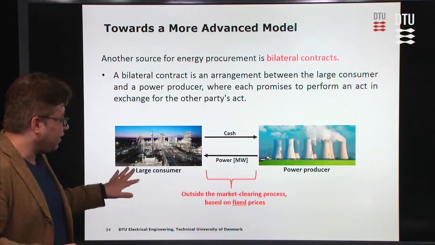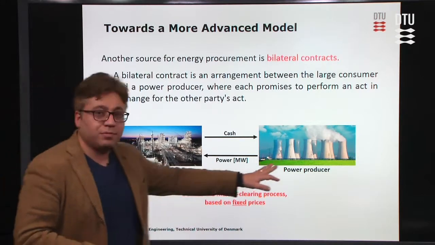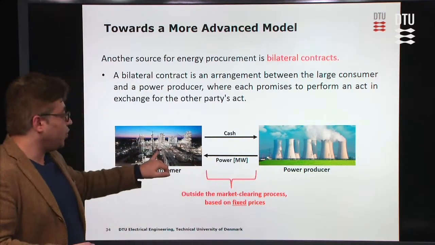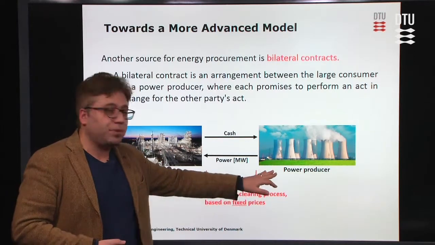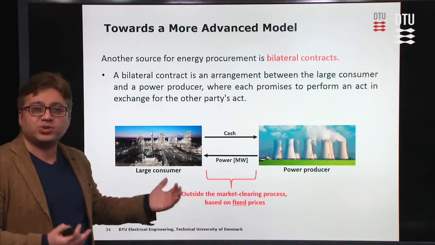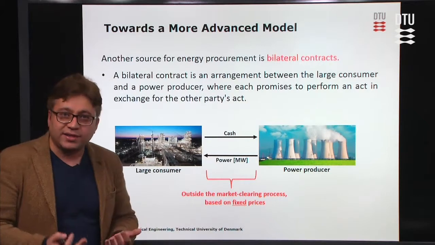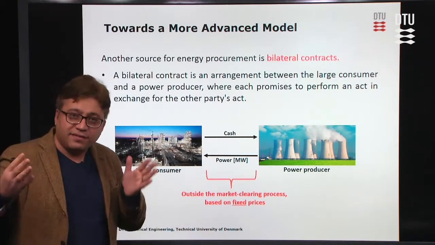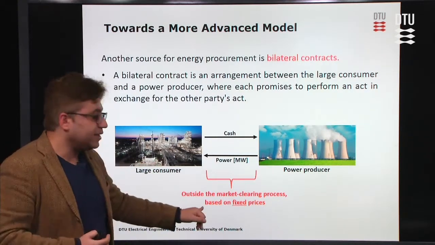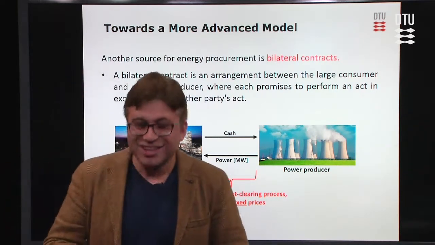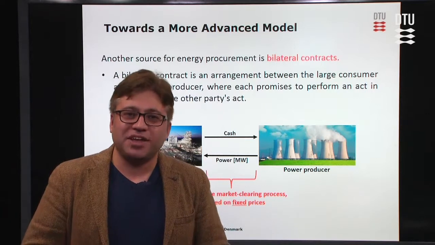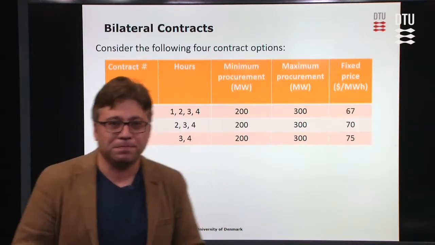So we have a large consumer and a power producer. There is cash flow from the large consumer to the power producer, and the power producer supplies the large consumer at a fixed quantity, at a fixed time period, at a fixed price. Okay? So, let's see how it complicates the problem.